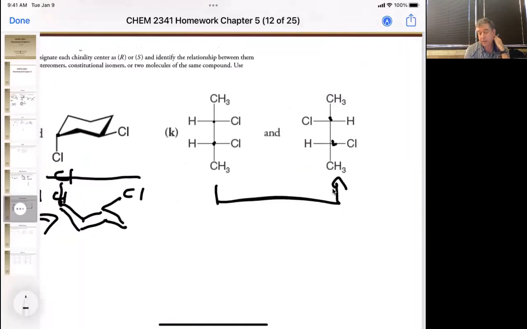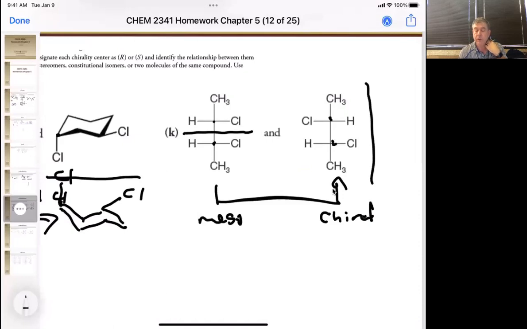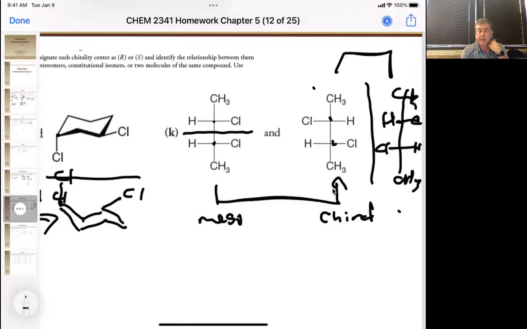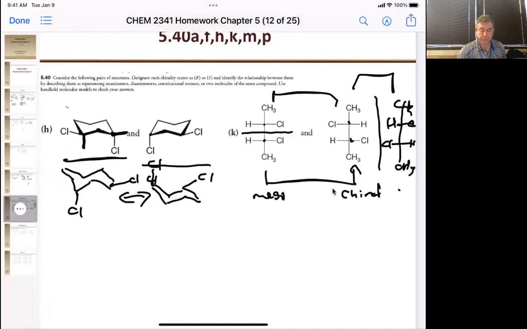Now, the other thing to note is that this diastereomer has a mirror plane. So this is a meso diastereomer, and this is the chiral diastereomer, okay? And if we wanted the enantiomer of this one, we just draw our mirror plane and do our drawing of our groups here, Cl, H and CH3. So these two would be enantiomers. These are diastereomers. Okay, next question.